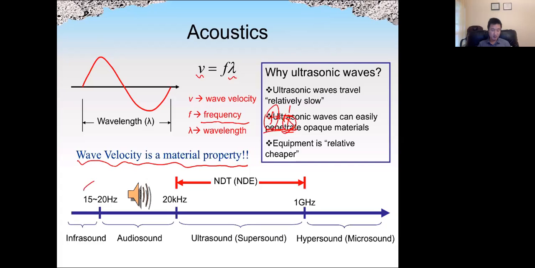The frequency has a very wide range, okay, from infrasound, which is less than 15 hertz. Okay. The audio sound range is between 20 to 20,000 hertz. Okay, so that is the frequency human beings can hear. Ultrasound is from 20 kHz to 1 gigahertz. Okay. And beyond that is called hypersound or microsound. Okay.